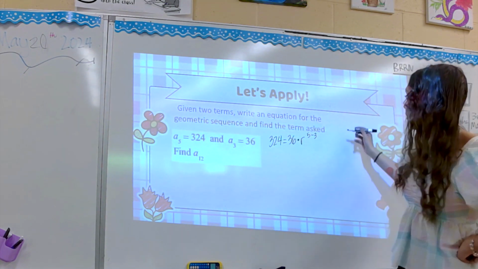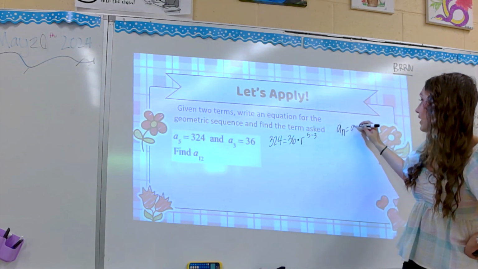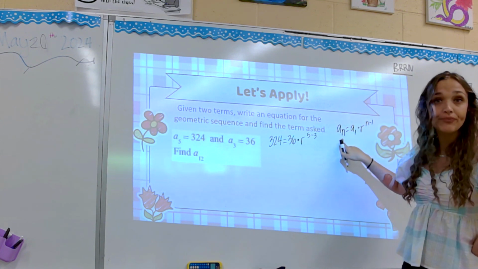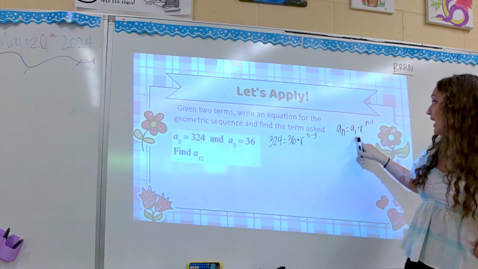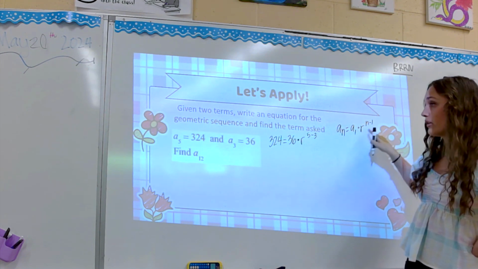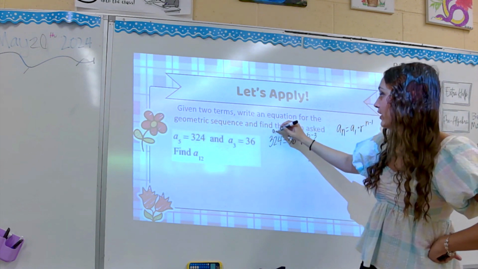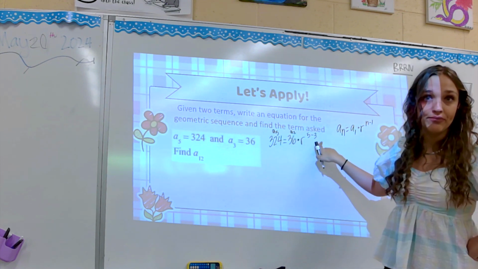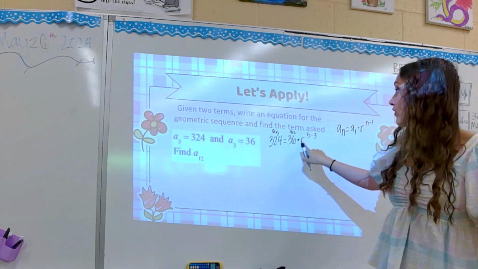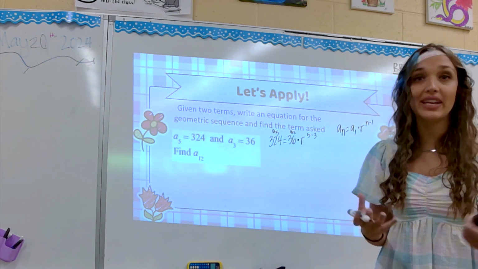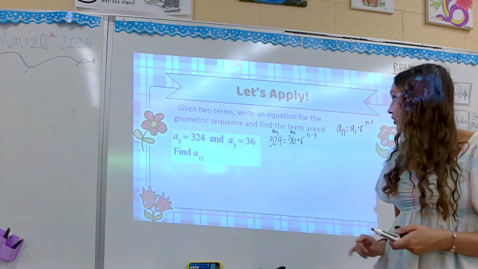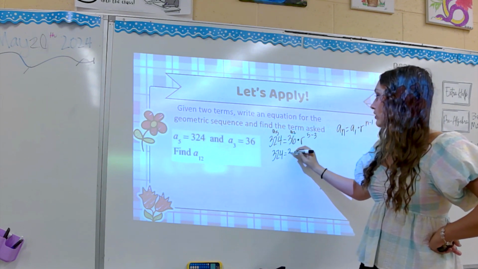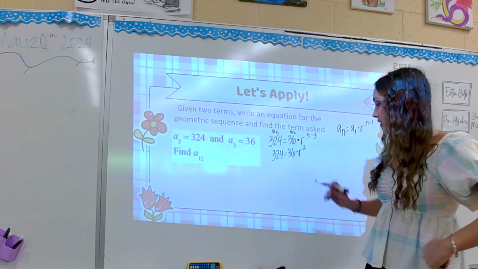So I can write this up a little bit better. AN equals A1 times R to the N minus 1. I had my N here, I had my N here, I had my 1 here, I had my 1 here. So I use my A5 here and my A3 here, so I have to do 5 minus 3. And then I can solve this to find what my common ratio is, what that rate is, and then continue. So 5 minus 3 is 2, so I get 324 equals 36 times R squared.